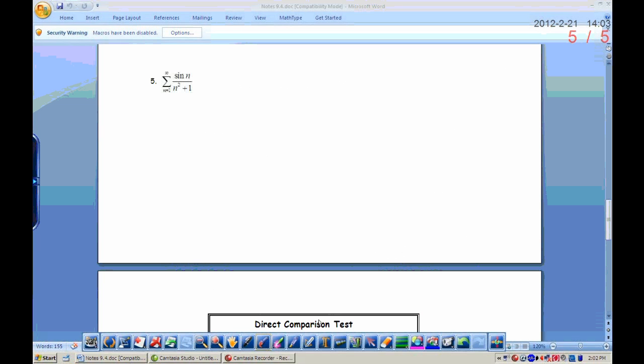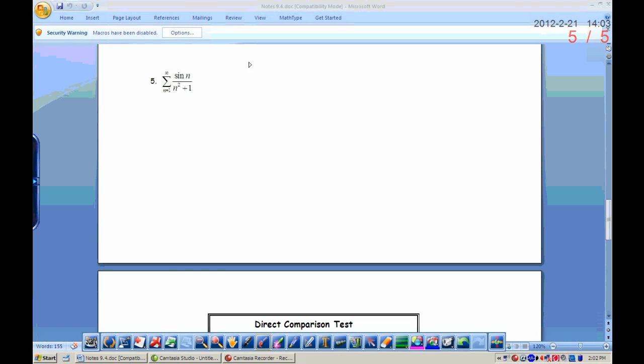As n approaches infinity, what's the top oscillating between? -1 and 1. The bottom is getting bigger and bigger and bigger. So the limit is actually 0, even though you're approaching 0 from the positive and negative sides. Either way, the nth term test doesn't work. So I am going to have to use a comparison test.